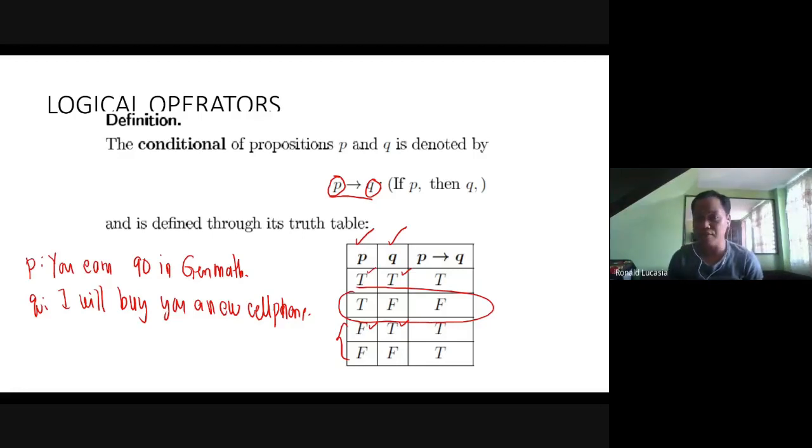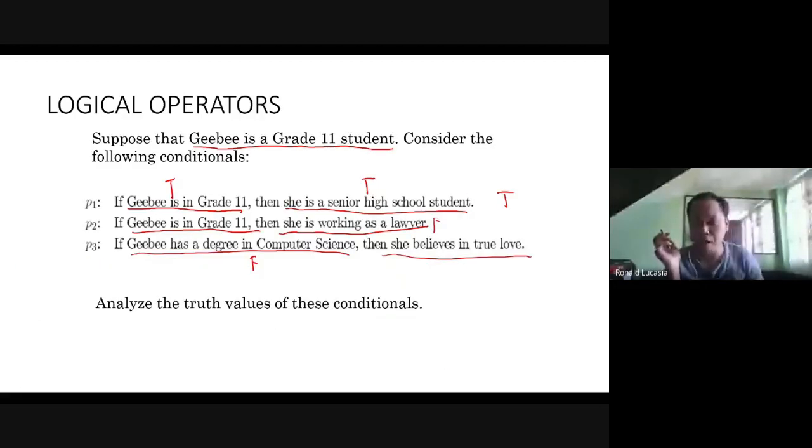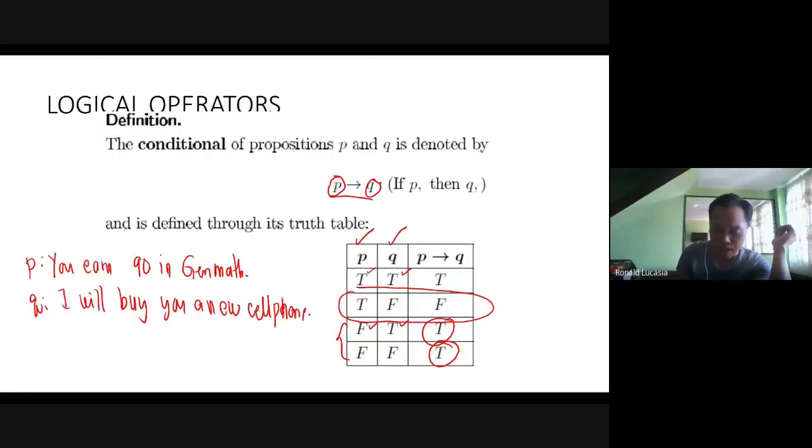The premise is false. But no matter what the value of the conclusion, whether it's true or false, whether GB believes in true love, the compound proposition will always yield true. So wala tayong pakialam kung si GB ba ay naniniwala sa totoong love, basta't yung ating premise ay false. Mag-true man yan o mag-false man yan, naniniwala man siya sa true love o hindi, still, ang ating proposition ay true.